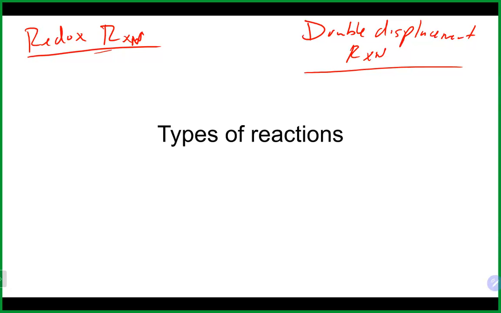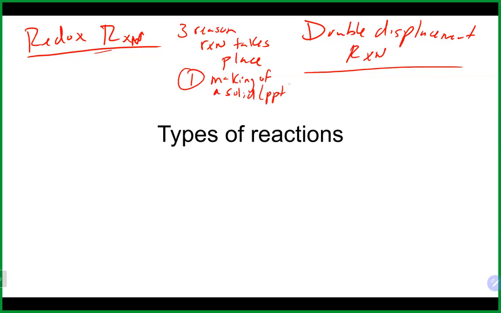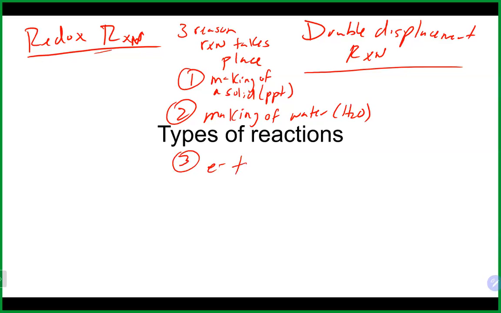And there's really three reasons why a reaction takes place. There's really a reason why a reaction takes place. And the three reasons a reaction takes place are the making of a solid, which is sometimes referred to as a precipitate, PPT, the making of water, which is H2O, and lastly, an electron transfer happening.